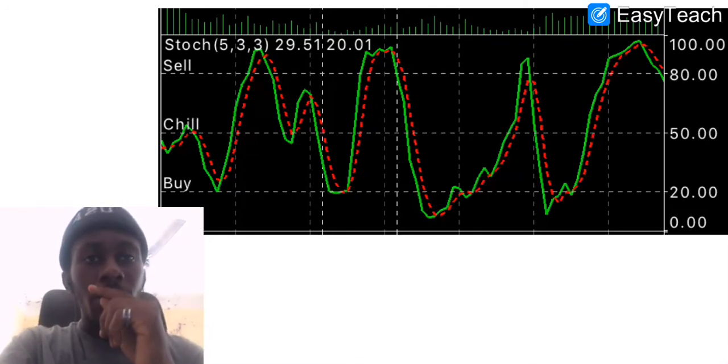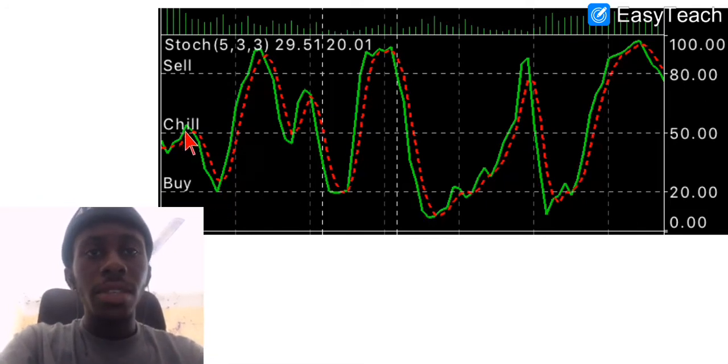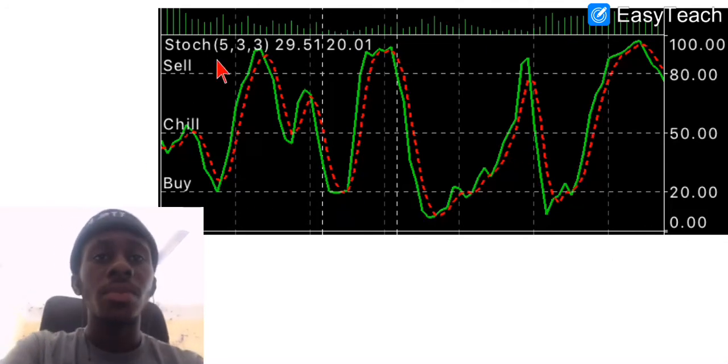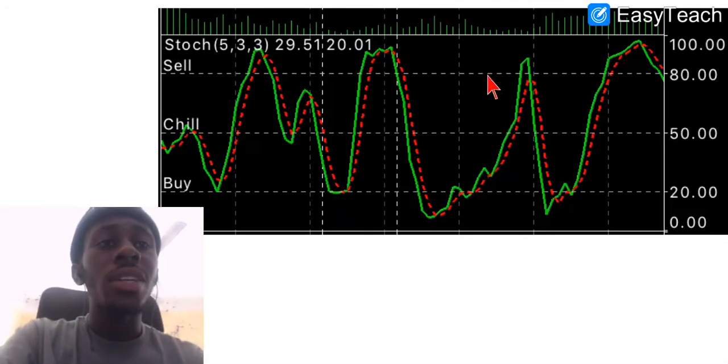Now look at something very important. If you look here, the green crossed the red at the chill region. This one, the green crossed the red at the chill region, and then this part, the green crossed the red at the buy region. So let's look at what it means. Anything that goes above this 80 line, we say it is what? Overbought.